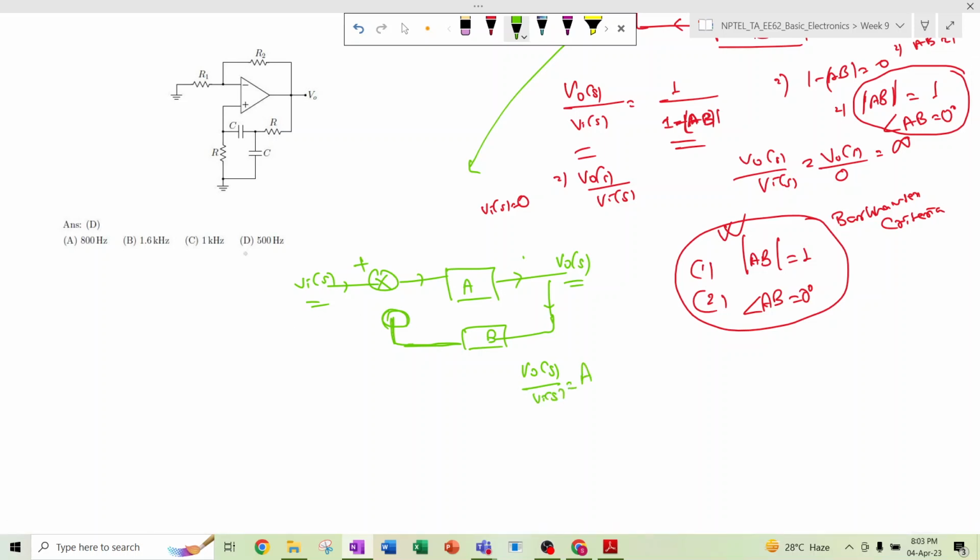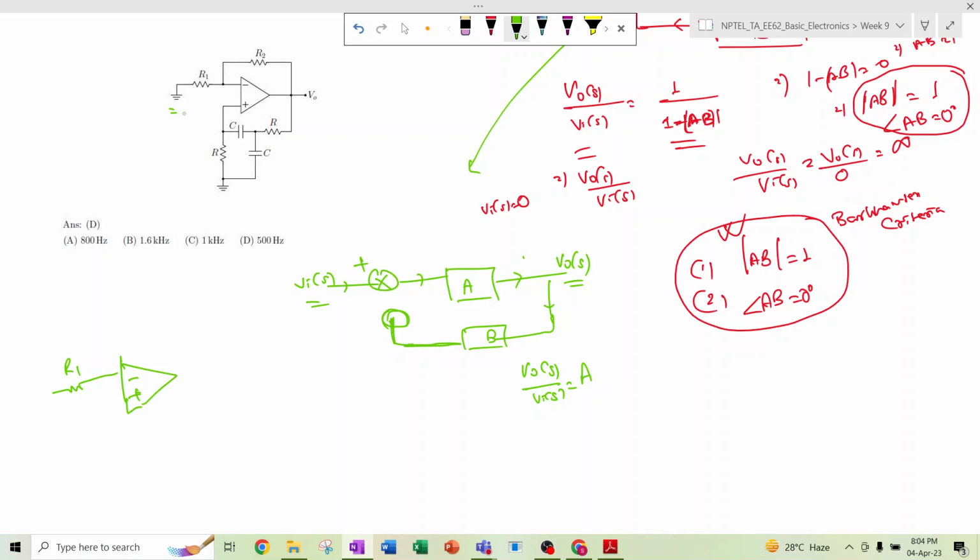Now how can we write out the value of A? We should remove the other part, that means we should remove the feedback path. So if we remove the feedback path from this circuit, minus, plus, so this is R1.